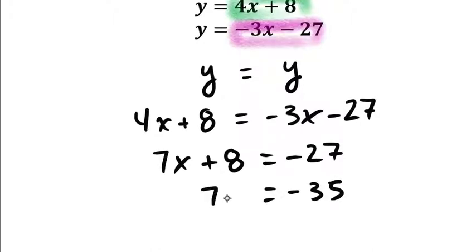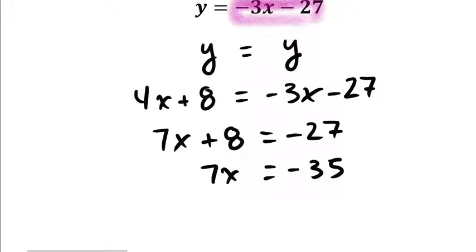So that means 7x is negative 35. And if I divide 35 by 7, I get that x is negative 5. And I'm definitely using a calculator, and it's perfectly fine to do that. So x is the number negative 5.